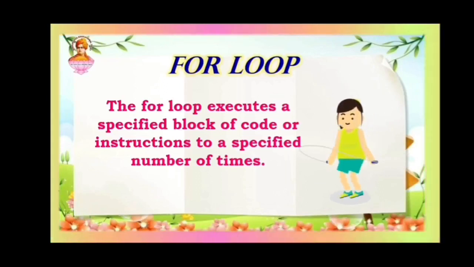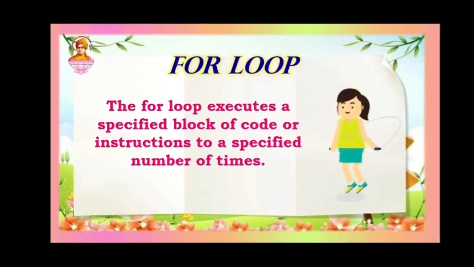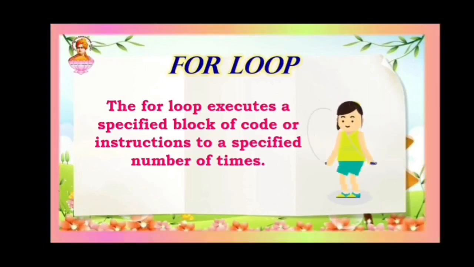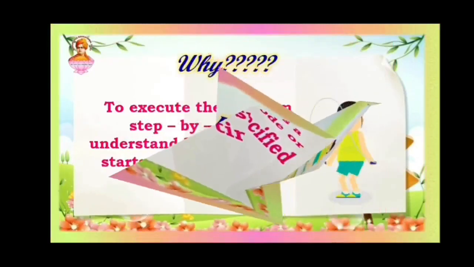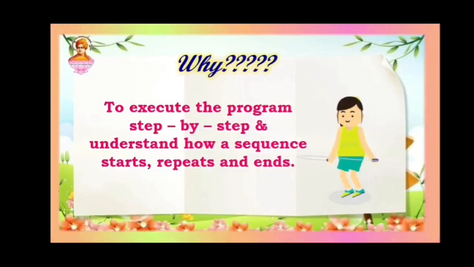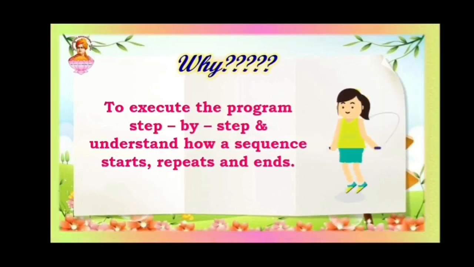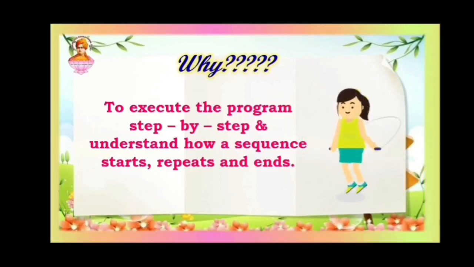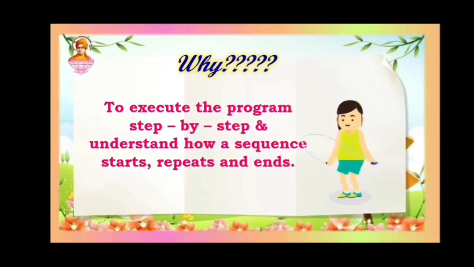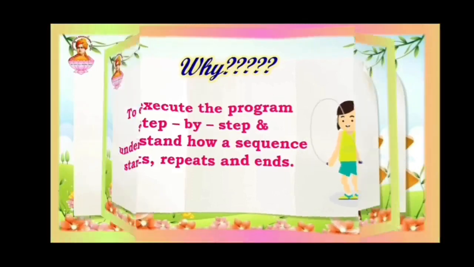A for loop is also like that. The code will execute a specified number of times, so the number of times is known beforehand, and we know when to stop the process. Such code is called a for loop. Now let us see why we need to use a for loop in basic programming: to execute the program step by step and understand how a sequence starts, repeats and ends. To know this, we need to use a for loop in our program.